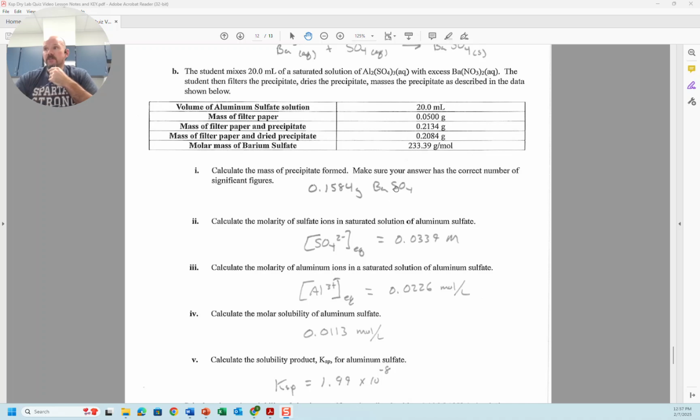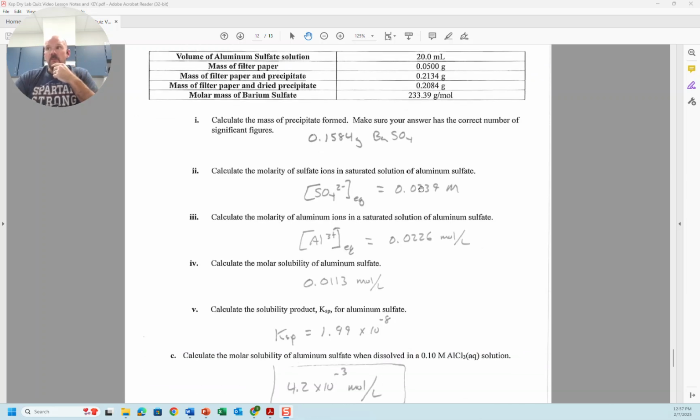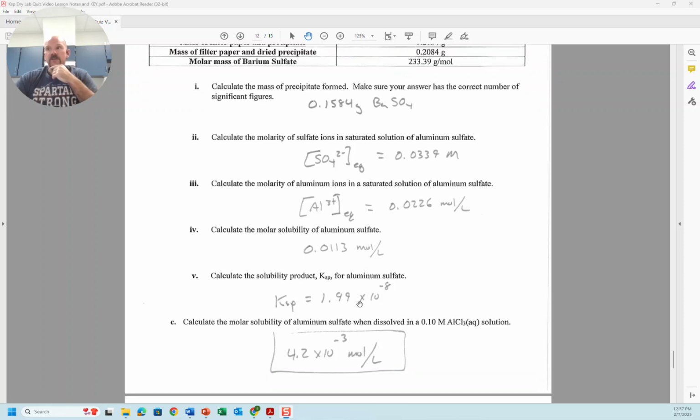That gives us moles of barium sulfate times the 1-to-1 ratio to get moles of sulfate, and then divide by 0.02 liters to get the molarity of sulfate in this solution. If we multiply this by 2/3, that gives us the aluminum concentration. If I divide this by 2, I get the molar solubility, or if I divide this by 3, I get the molar solubility. Same thing. And then this was our value of the KSP.